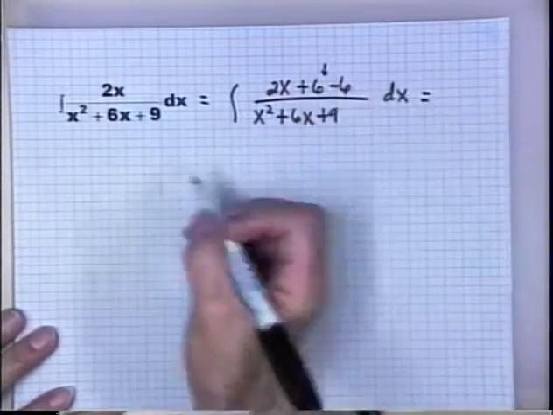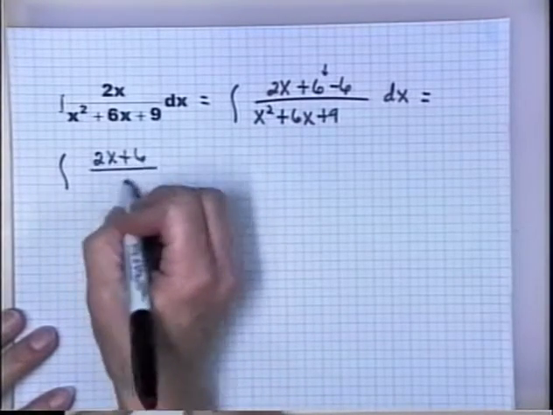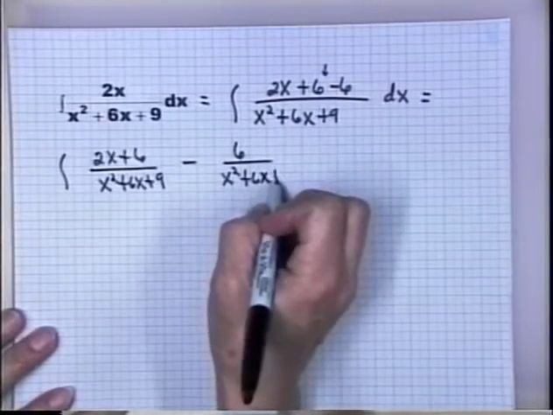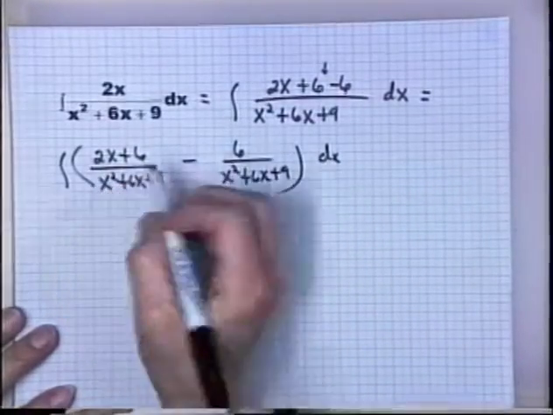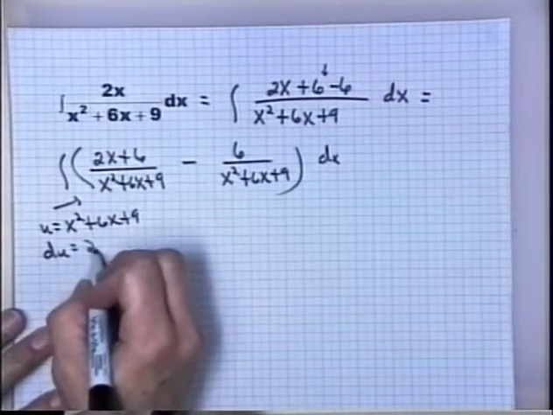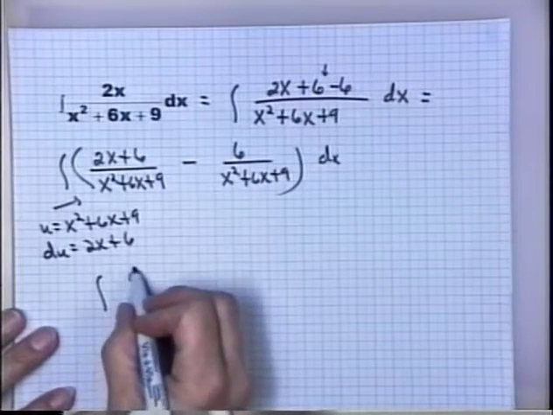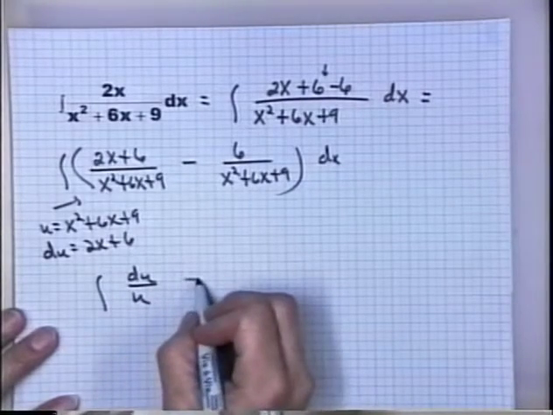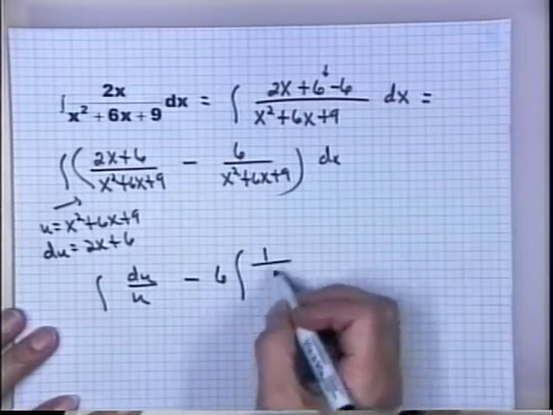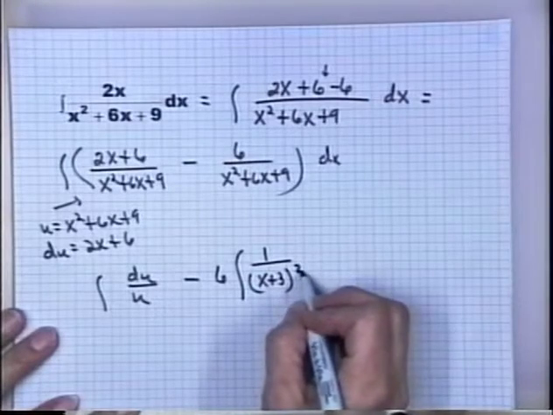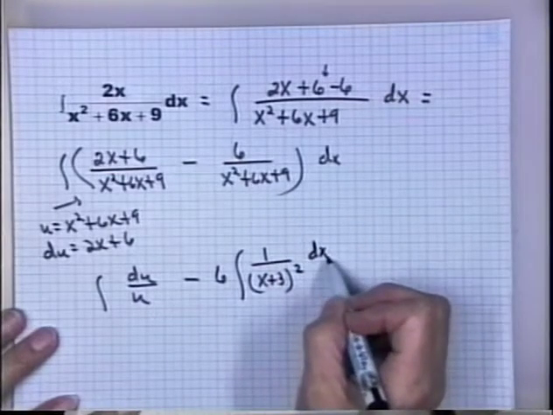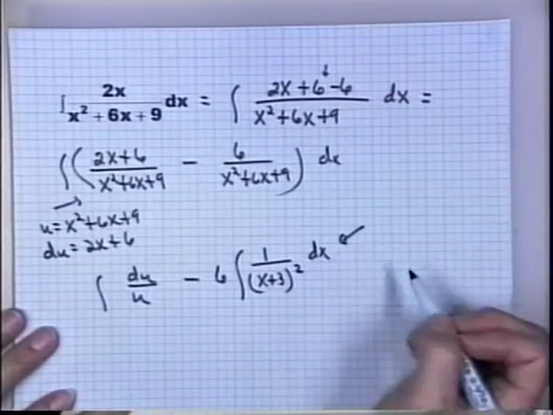So we're going to separate right here. We're going to write one integral as 2x plus 6 over x squared plus 6x plus 9. And then we're going to have minus 6 over x squared plus 6x plus 9. Okay? This one, we're going to let u be x squared plus 6x plus 9. du is 2x plus 6, so I have the integral of du over u there, minus. On this one, I'm going to pull the 6 out front, and I'm going to write this as 1 over x plus 3 quantity squared. Notice x plus 3 quantity squared is x squared plus 6x plus 9.